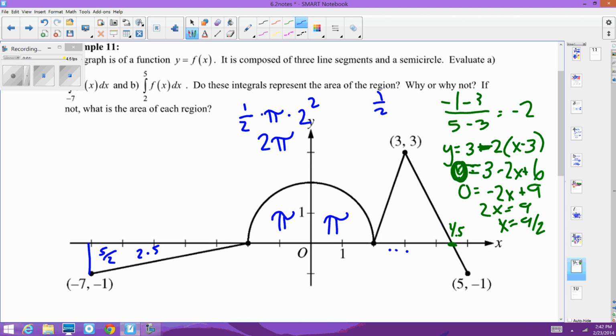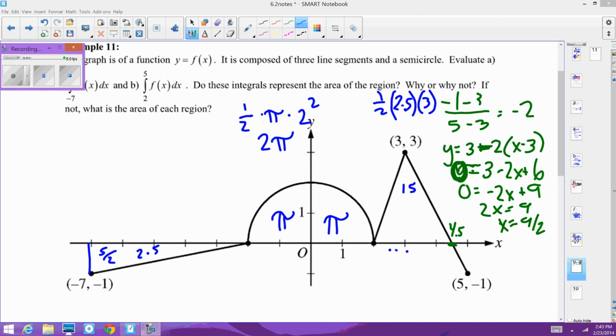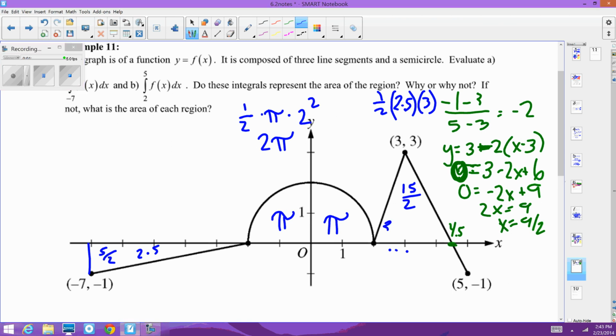All right, so this is 2.5, 1/2 times 2.5 times a height of 3. So this ends up being what, 15? Okay, 15 halves, right? Or if you like decimals, 15 fourths. Oh man, that would have really messed me up. 15 fourths, or 3.75. And then our last piece here is 1/2 times 1 times 1/2. So that area will be 1/4 or 0.25. All right, for that part.